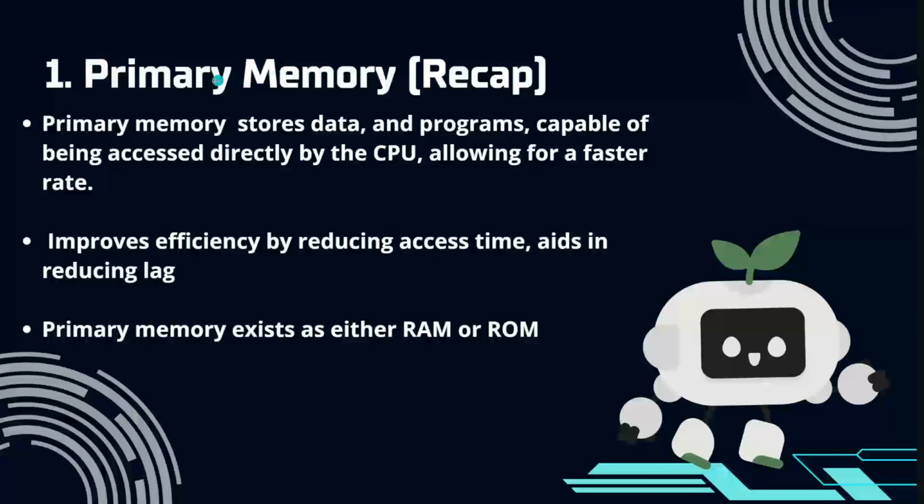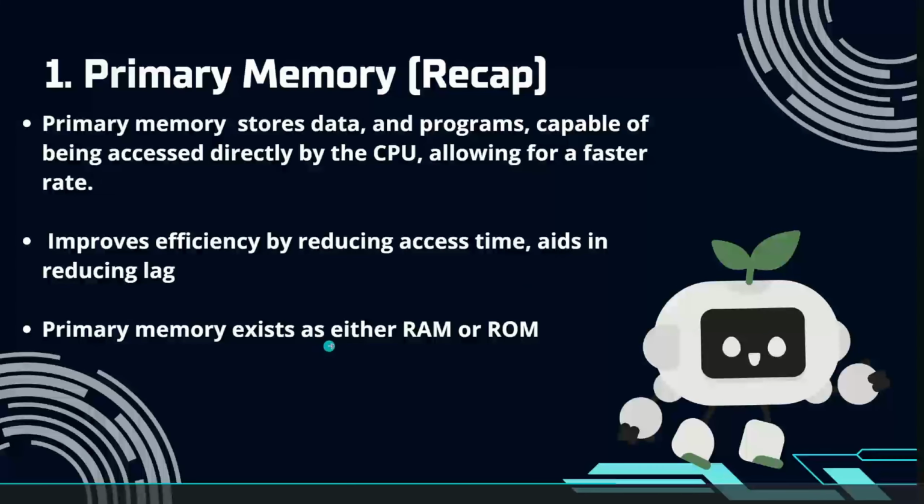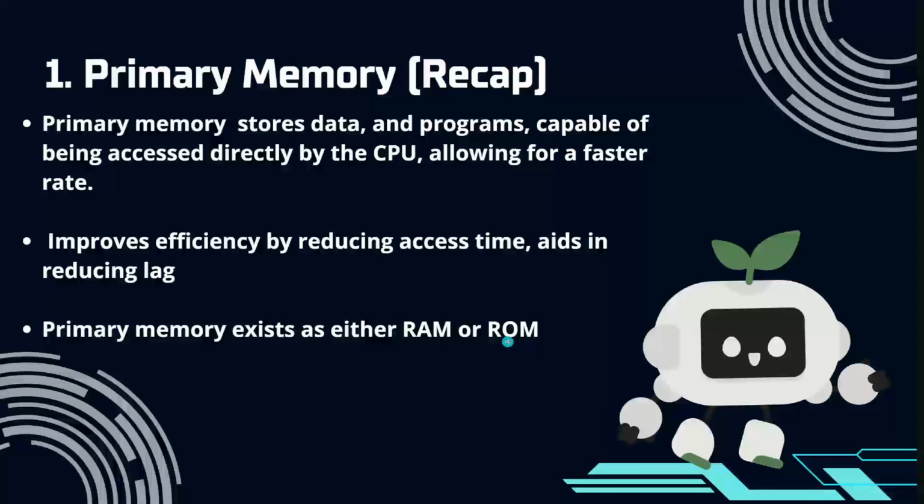So let's recap about the primary memory. Primary memory stores data and programs. It is capable of being accessed directly by the CPU. This allows for a faster rate. It improves efficiency by reducing access time. It also aids in reducing lag. Primary memory exists as either RAM or ROM.